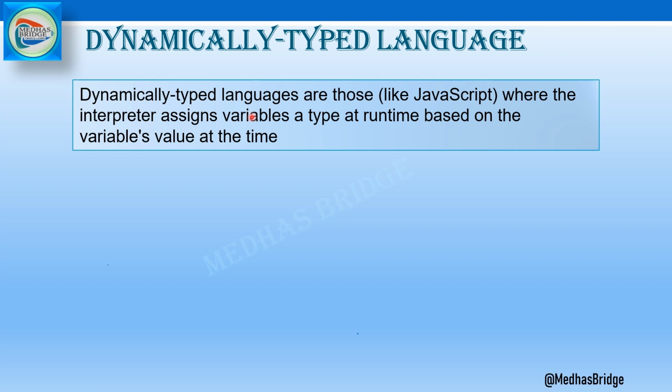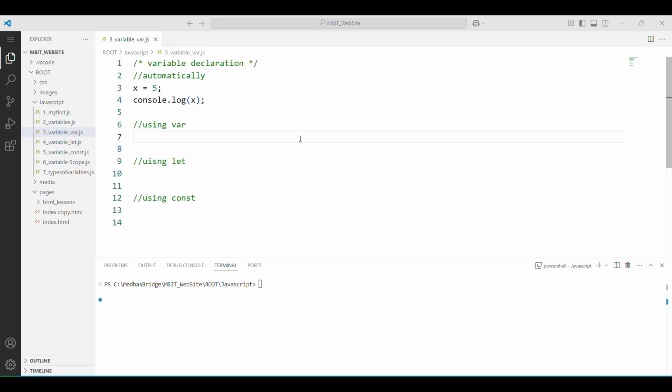Like I said, you don't need to explicitly declare the variable type, but the interpreter assigns the type of the variable at runtime, when it sees what value the variable is holding. Very important concept, guys. Though we are not going to define a data type for the variable, you still need to understand a concept called variable declaration in JavaScript.